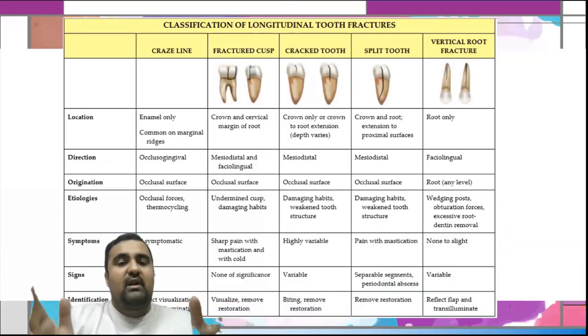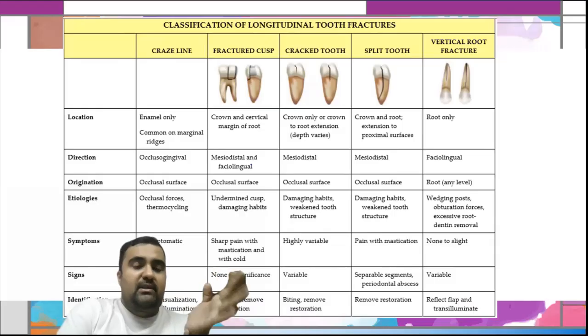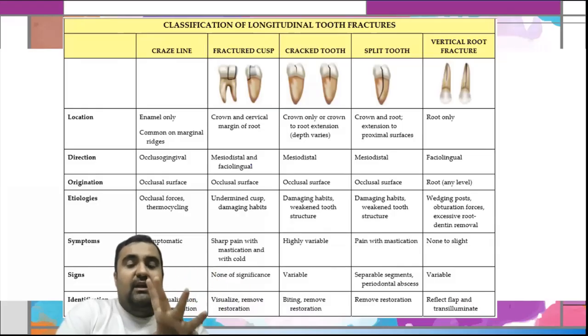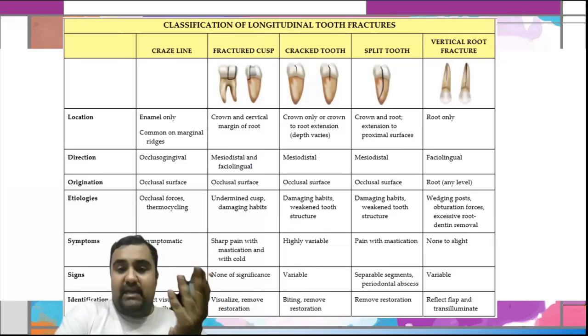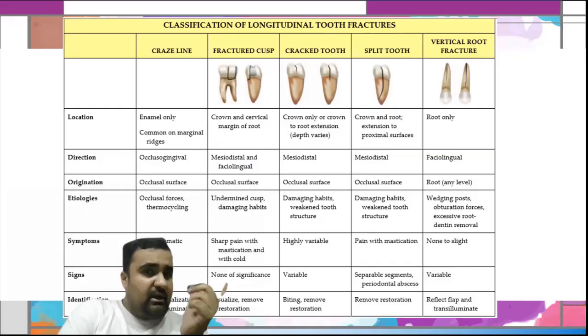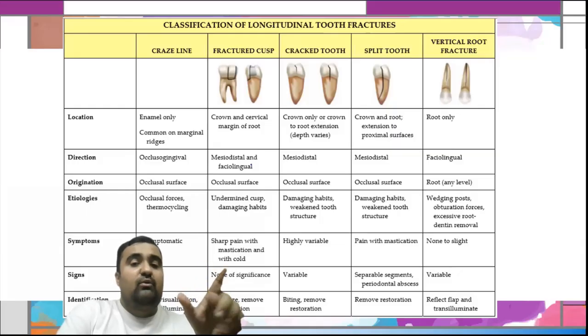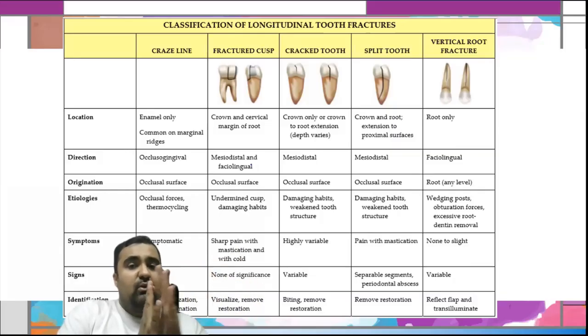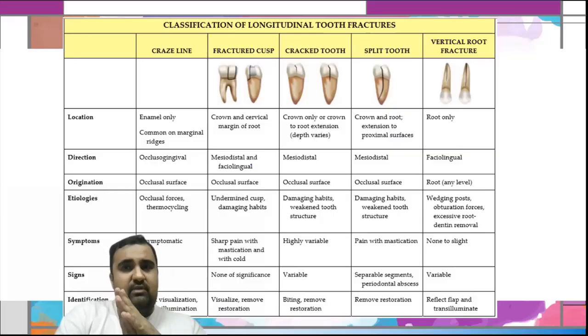So this is a broad classification between crease lines, fractured cusp, cracked tooth, split tooth, and vertical root fracture. Please go through it. These are available in various textbooks. The crease lines are limited to enamel. Fractured cusp, you can see the crown, to the cervical margin of the root. Cracked tooth, crown only, or crown to root extension with varying depth. Split tooth, crown and root extension to proximal surface. Vertical root fracture, only root.